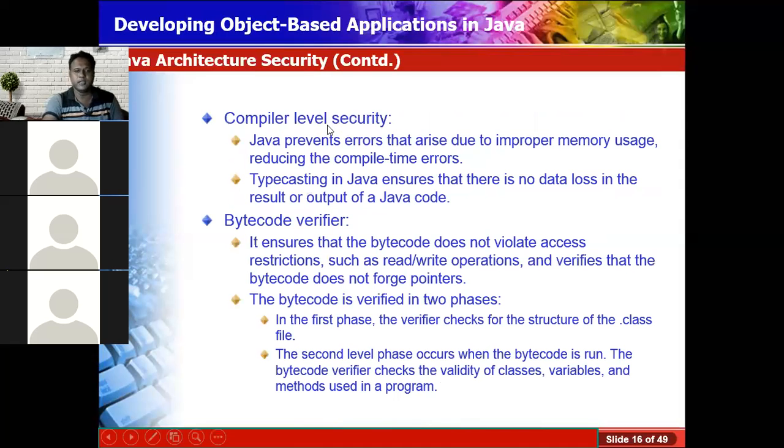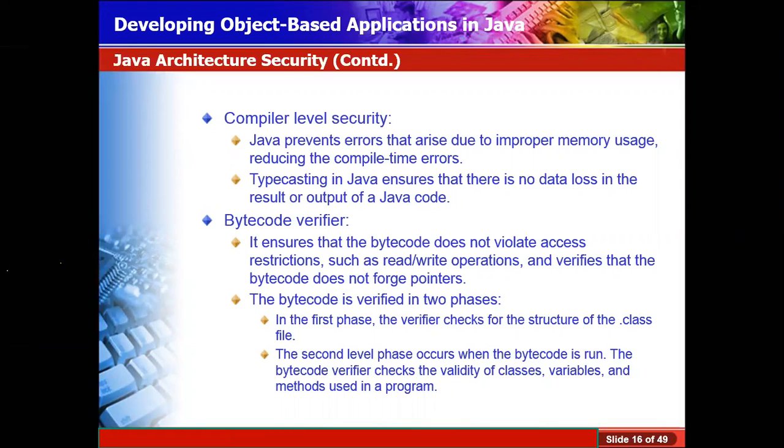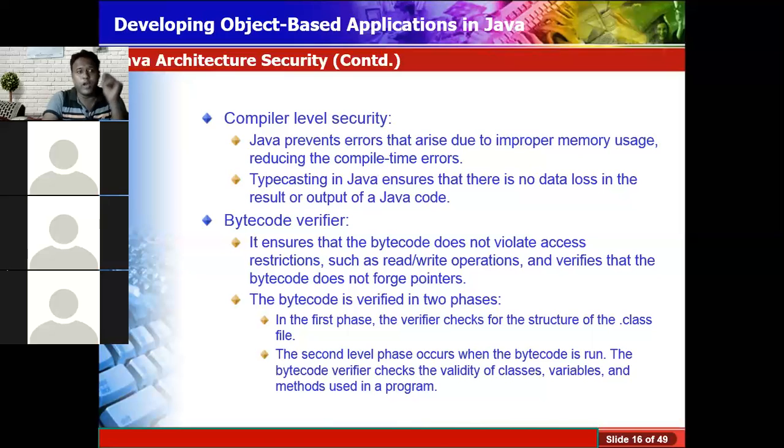The compiler level security. Java prevents errors that arise due to improper memory usage, reducing compile time errors. Suppose we are defining an integer variable and we are passing c equals a by b, and I pass 10 for a and 2 for b. Then 10/2 will show 5. So it will show the result. But when I use 10/3, it is giving you the fractional value, 3.33.